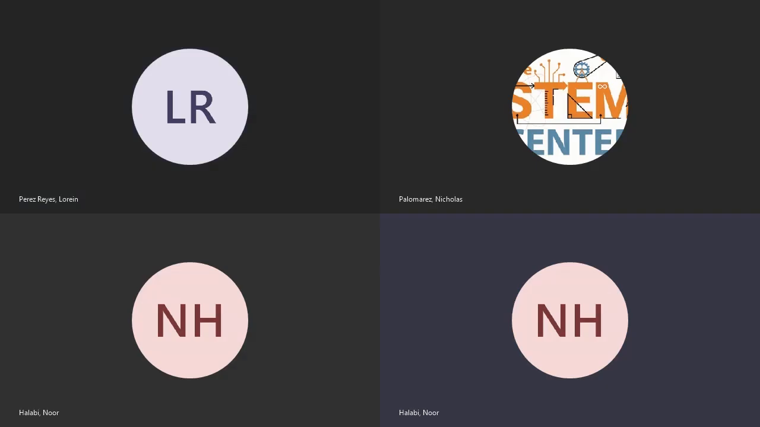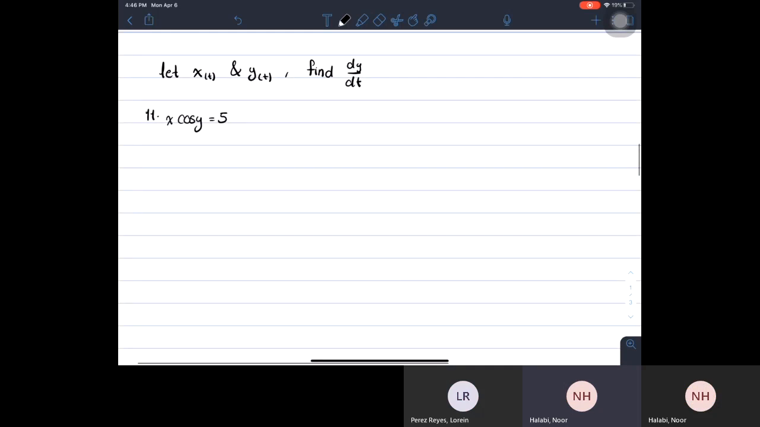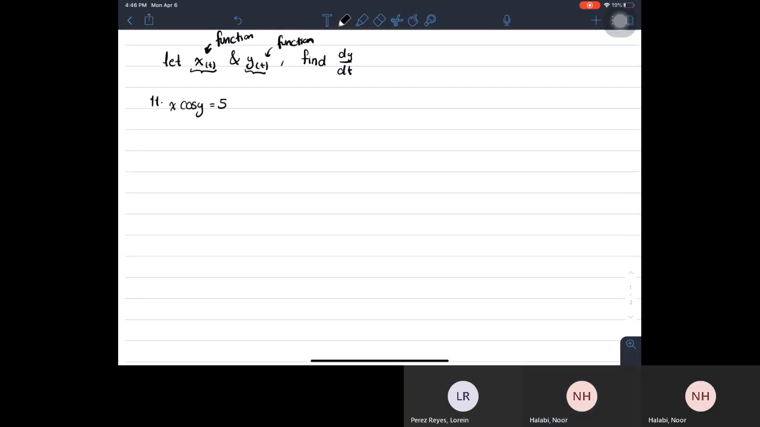So this is what they gave us. Here we have to recognize that x and y are both functions of t, right? A function, and this is another function. They're not just regular variables anymore. So when you take the derivative of x or y, you're going to have to add an x prime or a y prime, right?